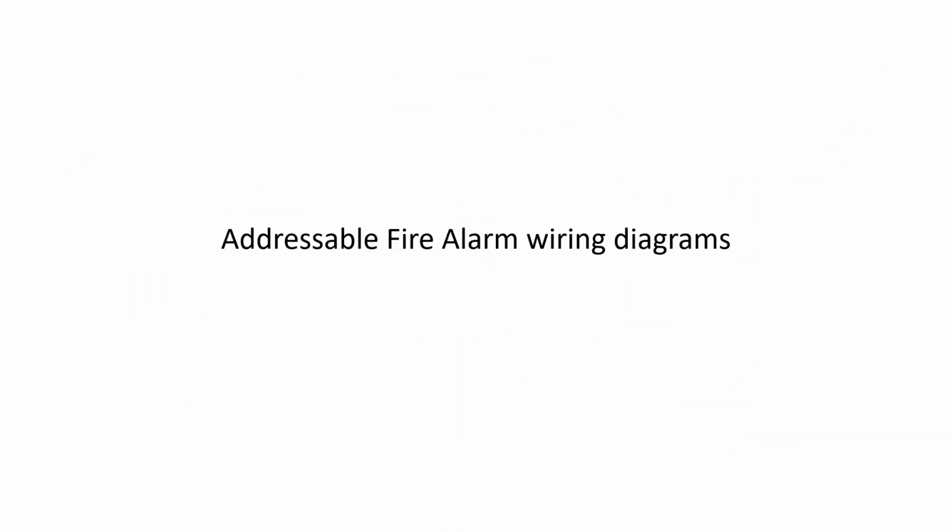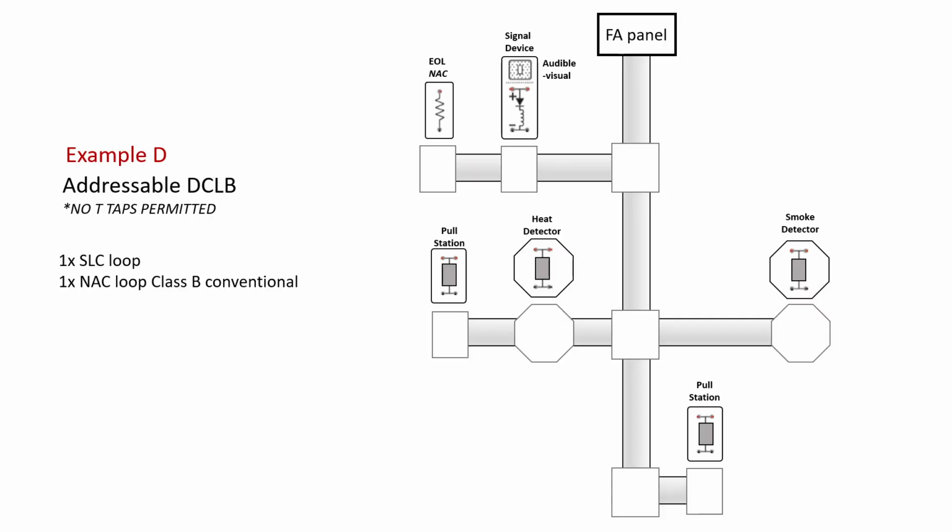The following diagrams are going to be for addressable fire alarm systems. So let's take a look. This is example D, addressable DCLB. There will be no T-taps permitted just due to the manufacture of this particular system. There is one SLC loop, and we'll notice that we've got one NAC loop, which is Class B conventional.